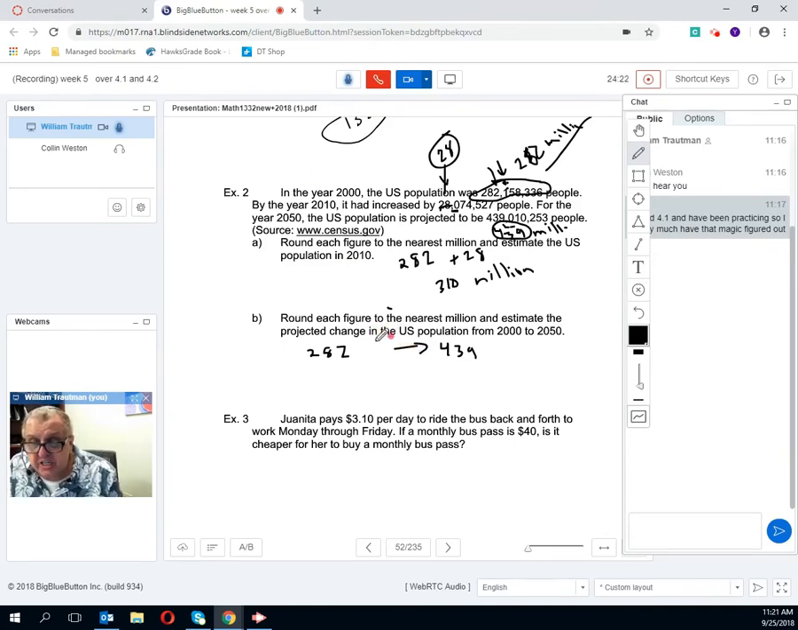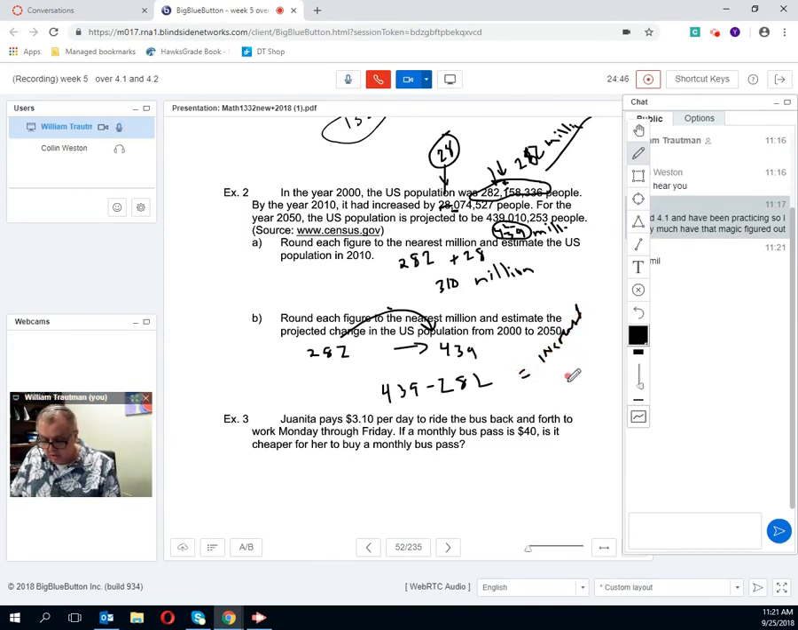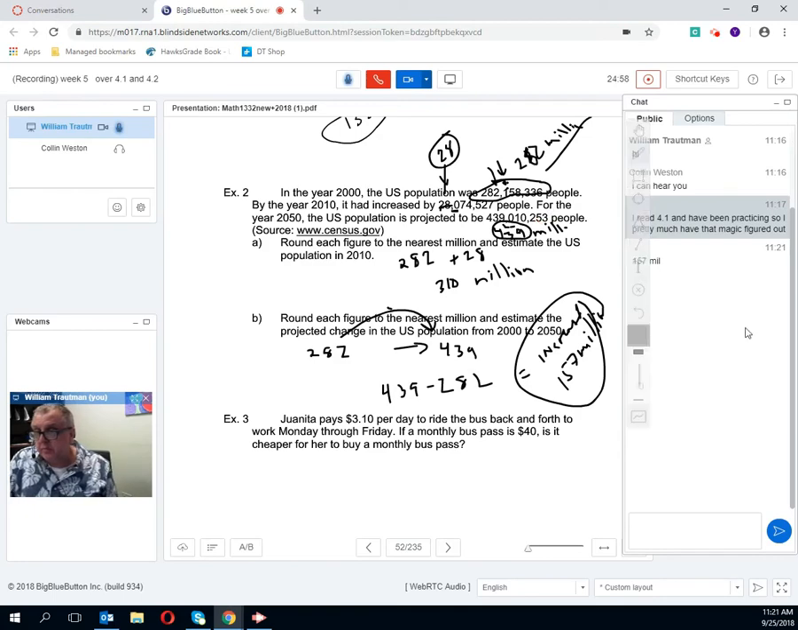And what is the change in population from here to here? Change means subtract: 439 minus 282. We want to see how much it changed. 439 minus 282, and it increased by 157 million. So the population increased during that time by about 150 million. Perfect, thanks. All right, next problem.